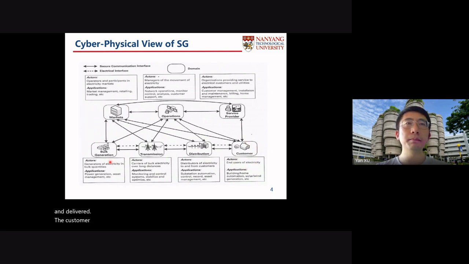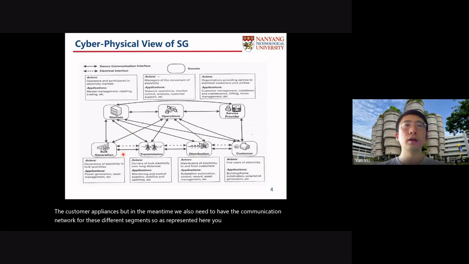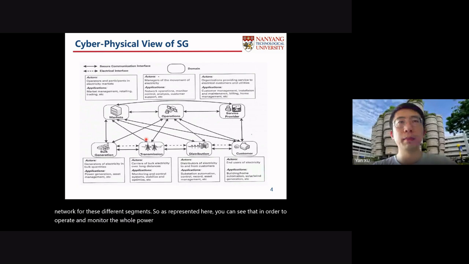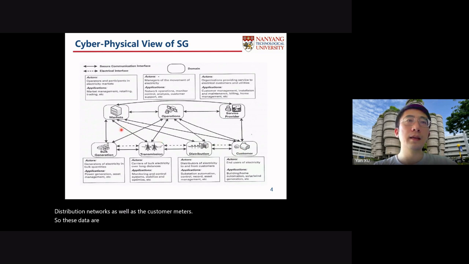But in the meantime, we also need a communication network for these different segments. As represented here, in order to operate and monitor the whole power grid, we should take measurements of the generators, transformers, transmission lines, cables, distribution networks, as well as the customer meters. So these data are collected by the central operator of the system.